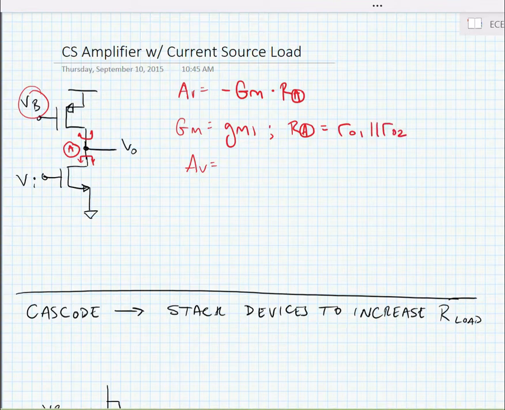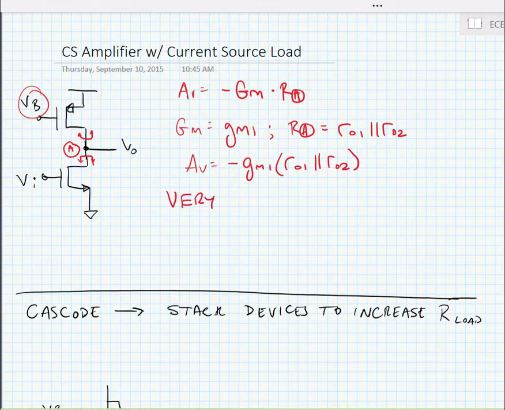Big GM is again equal to GM1, and R sub A is equal to RO1 in parallel with RO2. In other words, the resistance of the NMOS in parallel with the resistance of the PMOS. So we can say that our voltage gain is equal to minus GM1 times RO1 in parallel with RO2. Now we know that this is a very big gain. It's in fact close to the intrinsic gain of the device.